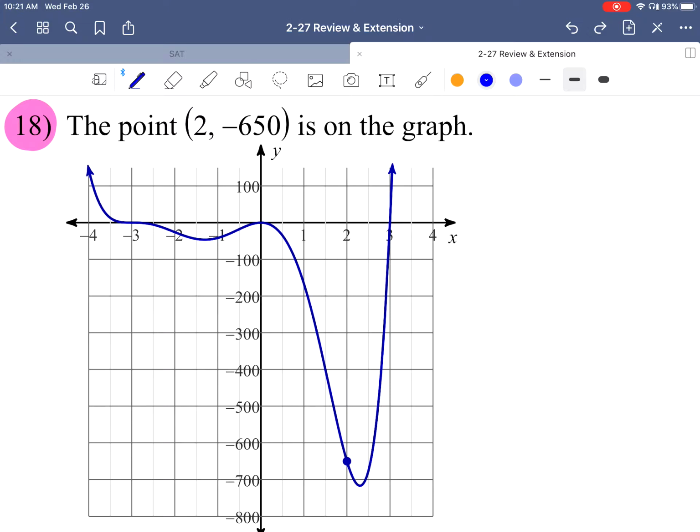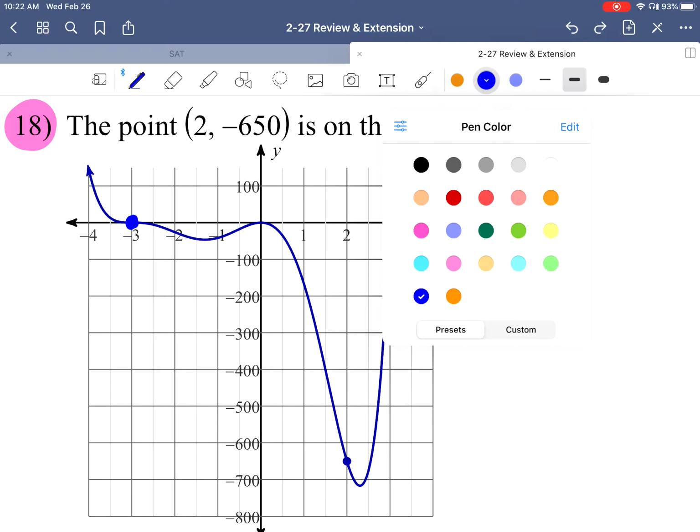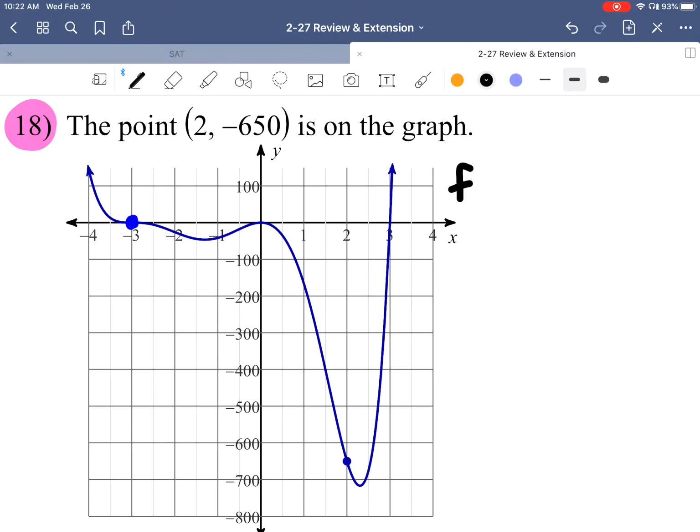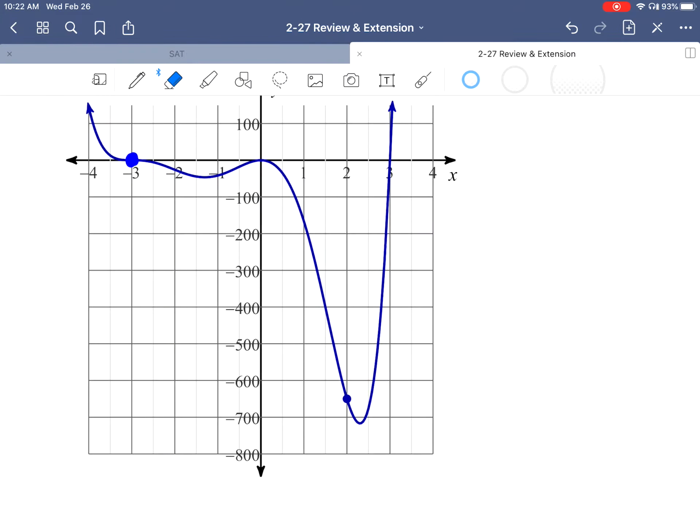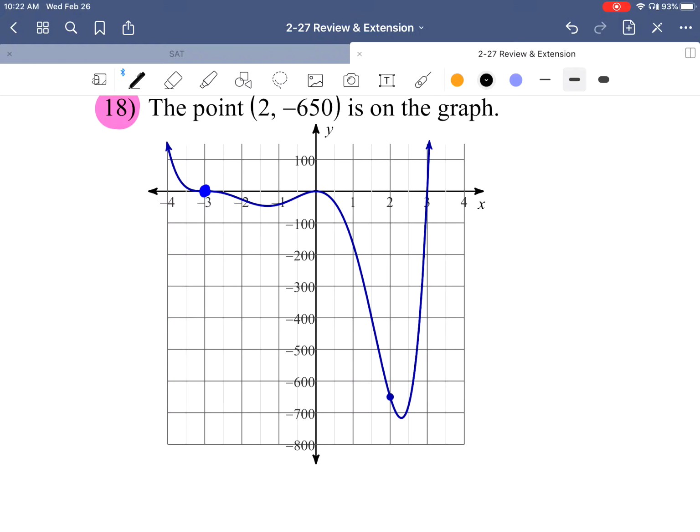Number 18 here, we're going to find the equation for the graph, and we're given a point that is on the graph. The first thing I'm going to do is start writing my function with a missing. So I'm going to need to find a. I'm going to go down below here. So I have f of x is equal to a.